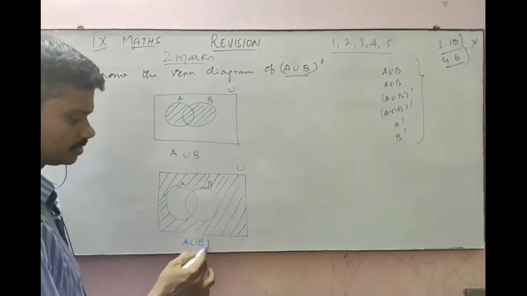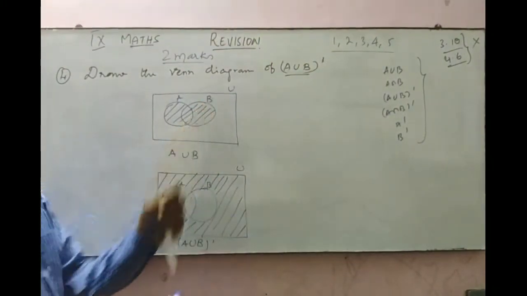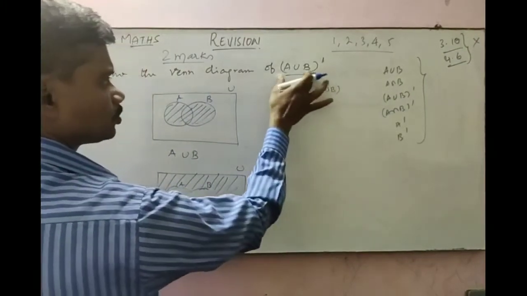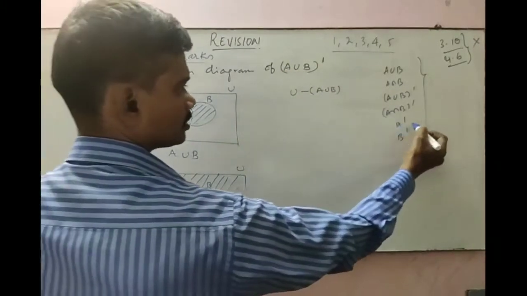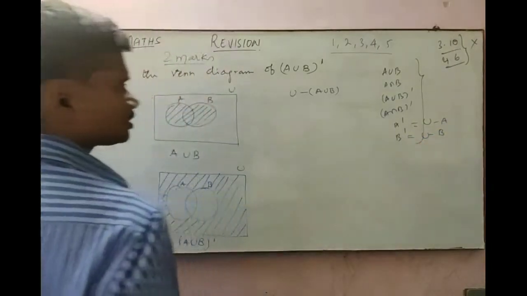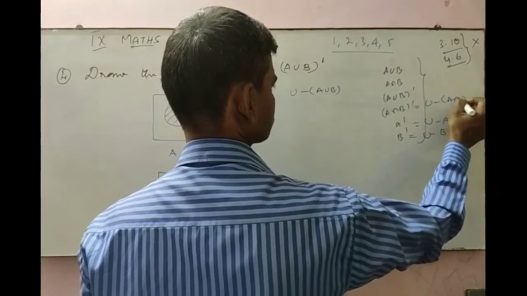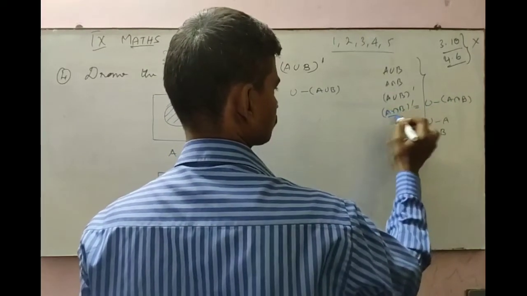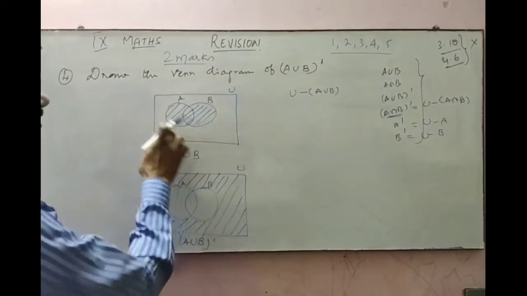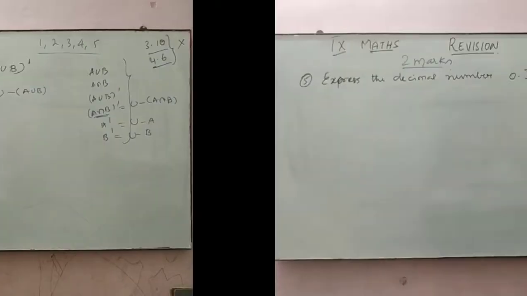(A union B) whole dash. Dash means you have to subtract from the universal set: universal set minus the set which is given to you. A dash is equal to U minus A. B dash means U minus B. Like that, (A intersection B) dash means U minus (A intersection B). So first you have to find the base set and then subtract it from the universal set. Universal set minus A union B, you will get the remaining part. So this is the answer for (A union B) whole dash.